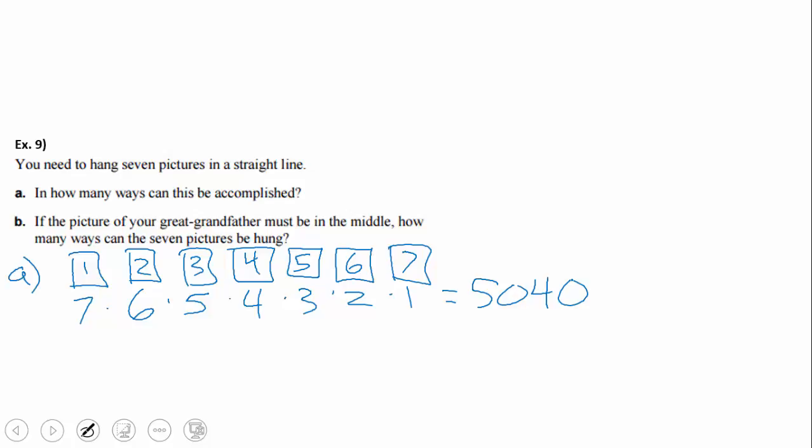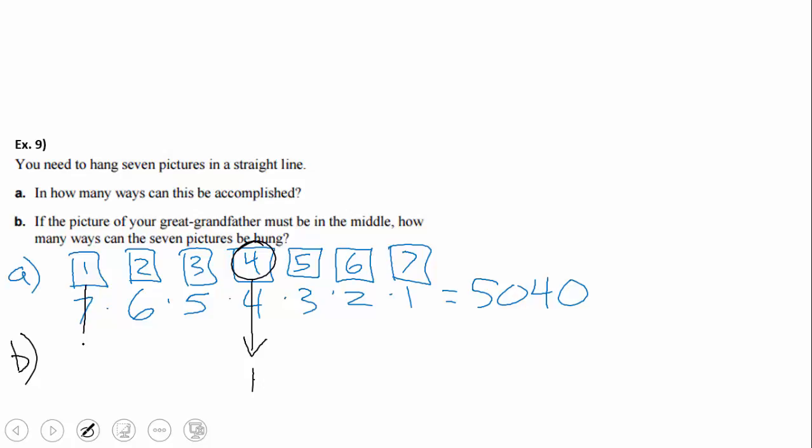How about part B? Part B says, if the picture of your great-grandfather must be in the middle, how many ways can the 7 pictures be hung? So we have to think again. Nice that we have our picture already. So which number would be in the middle? That's right, number 4. So number 4 has to stay. Well, if number 4 has to be one picture, how many outcomes are possible? Yeah, only 1 for the one in the middle. So we know that one goes in the middle.